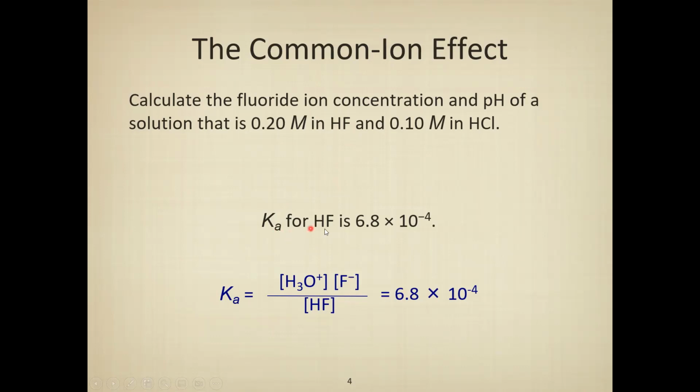And if we look at it here, Ka for HF is going to be 6.8 times 10 to the negative fourth, and then hydrochloric acid is just going to be a strong acid, so it's going to fully dissociate into H plus and Cl minus.